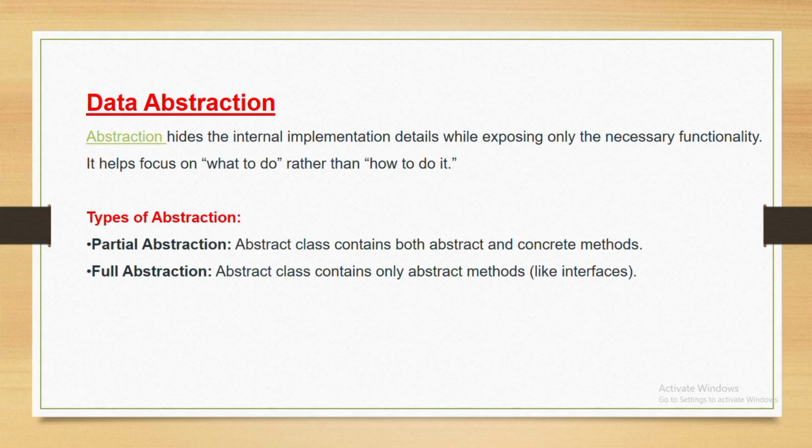So we have types of abstraction. We have the partial abstraction and the full abstraction. In partial abstraction, the abstract class contains both abstract and concrete methods, while in full abstraction, the abstract class contains only abstract methods. And we are going to see how we are able to use it using the abstract keyword.